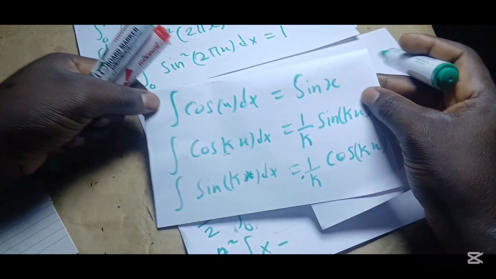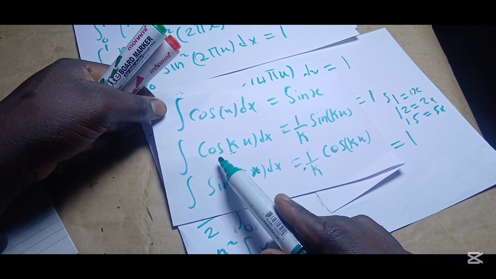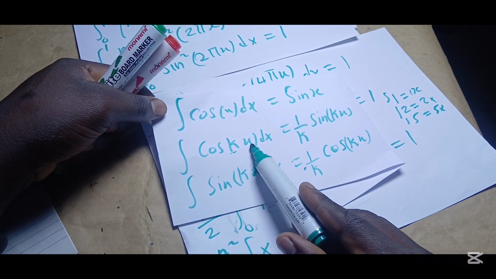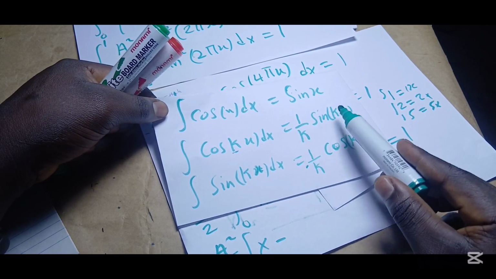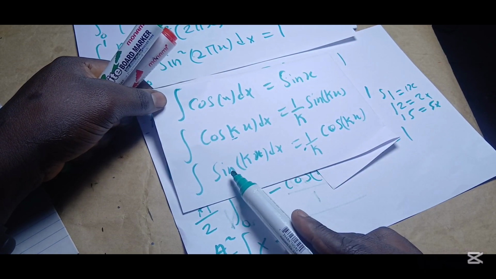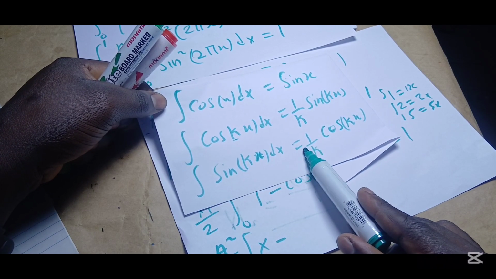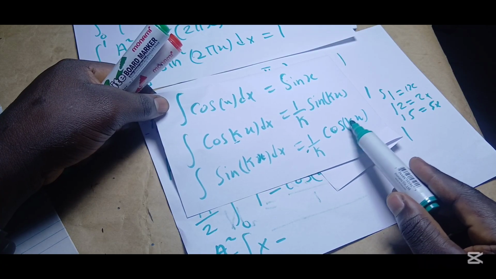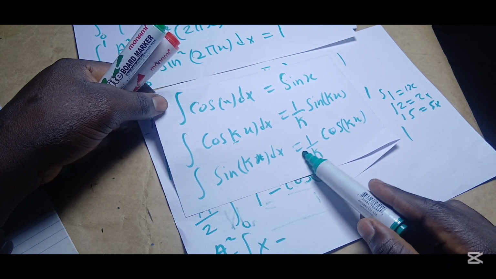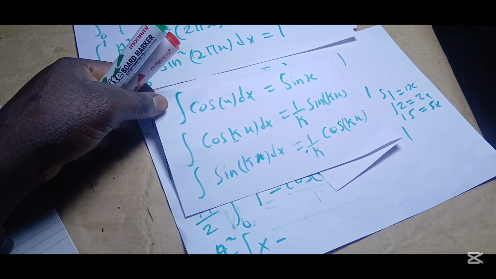If you are integrating cos x dx, what you get is sine x. Integrating cos kx equals 1 over k sine kx. Integrating sine kx equals 1 over k multiplied by negative cos kx. So the whole thing becomes minus 1 over k cos kx.